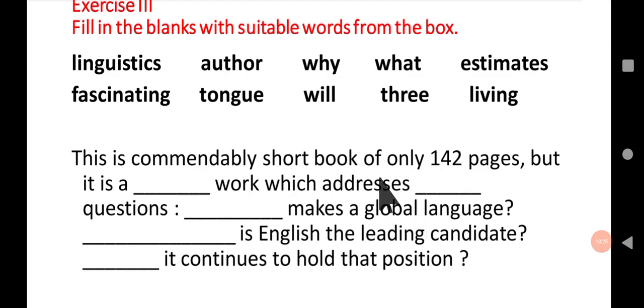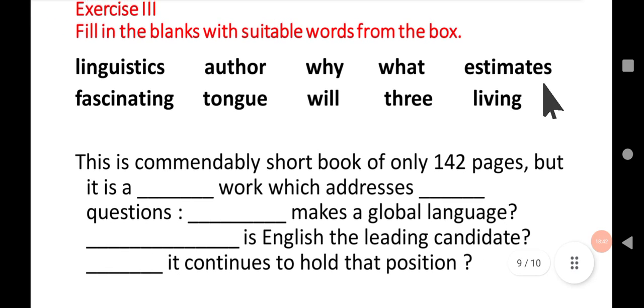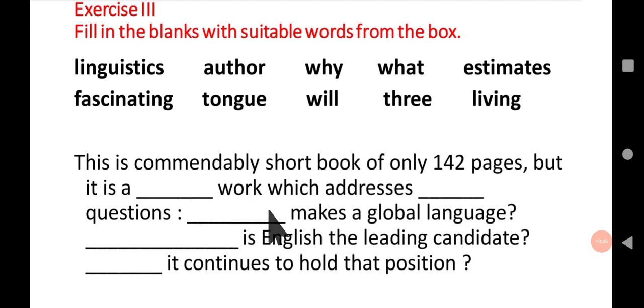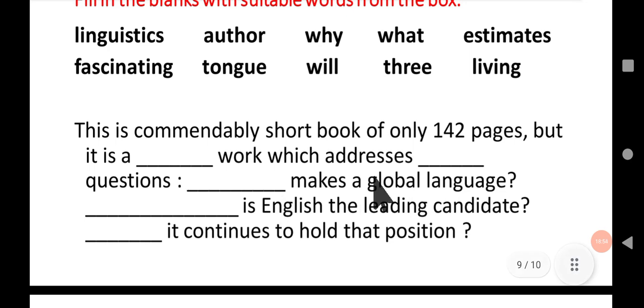This is commendably short book of only 142 pages, but it is a dash work, linguistics work, author's work. Why work cannot be used, what work cannot be used, estimates work, no. Fascinating work: fascinating is an adjective, work is a noun here. Fascinating in the sense of tremendous work, so here we can go with fascinating. Which addresses dash questions, which questions? So we have got these questions here. How many? Which addresses 3 questions. So this is the fascinating work which is addressing 3 questions.